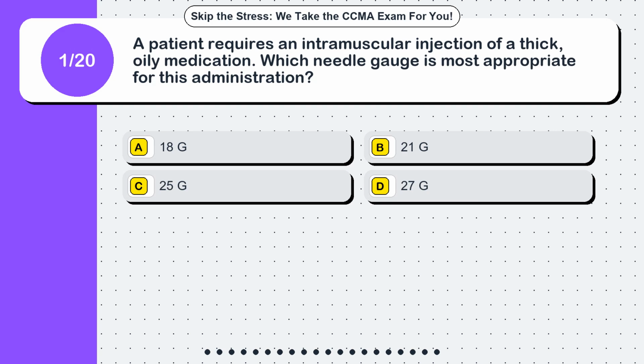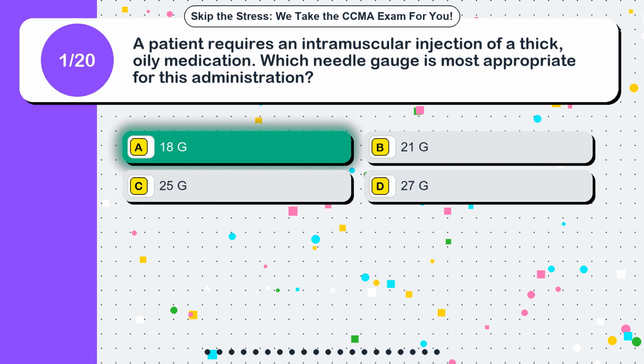Question 1. A patient requires an intramuscular injection of a thick, oily medication. Which needle gauge is most appropriate for this administration? Option A, 18G. Option B, 21G. Option C, 25G. Option D, 27G. The correct answer is option A, 18G.